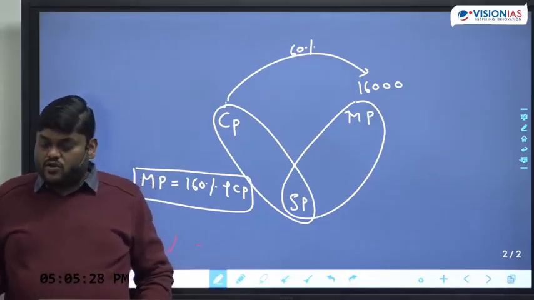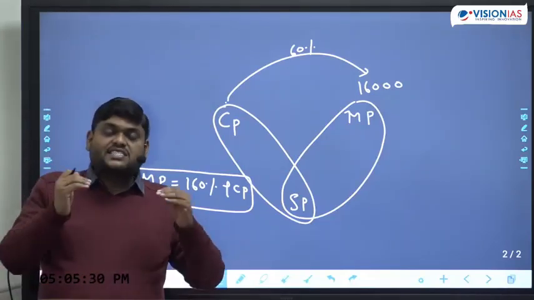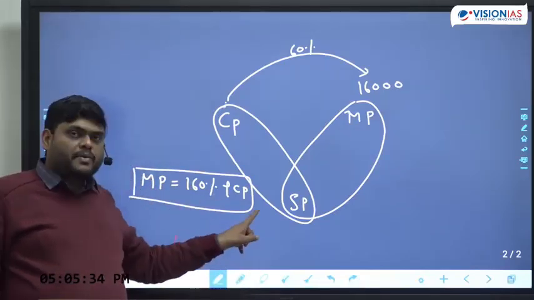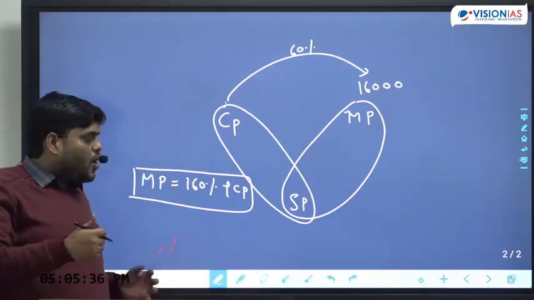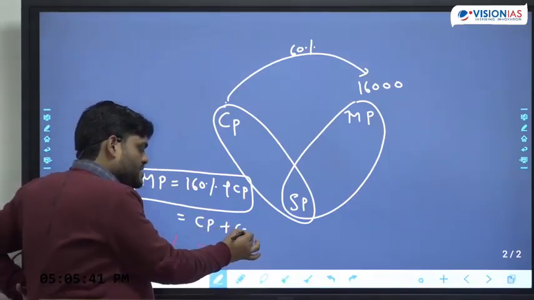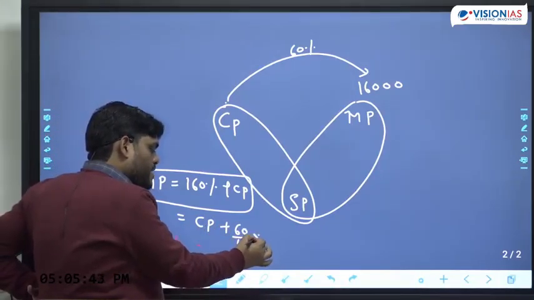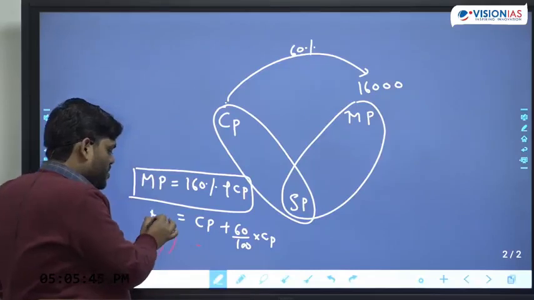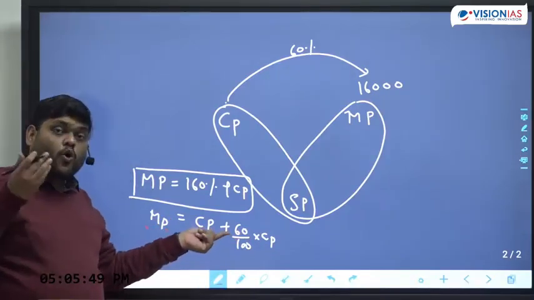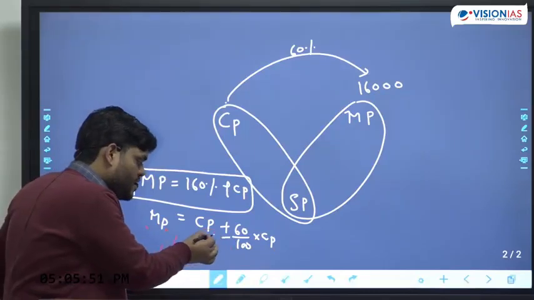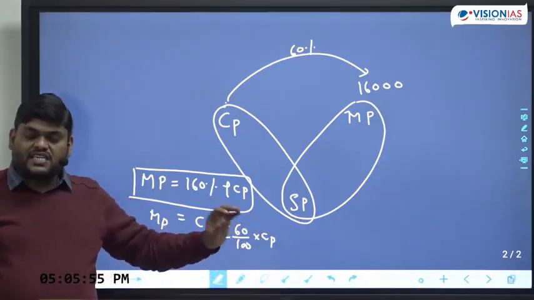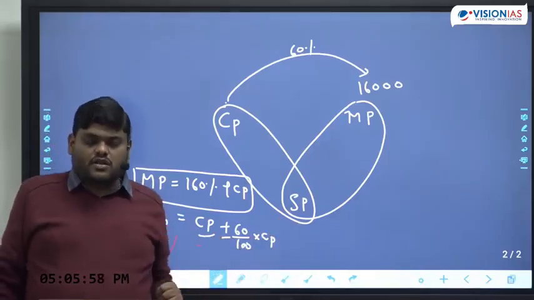What is the question? The mark price of the phone is 60% above CP. So 60% above CP means what? CP is 100%, or you can do it this way also: CP plus 60% of CP. The mark price is 60% above means what? More, and more means addition to CP. So if you understand this sentence, we can easily solve the question.